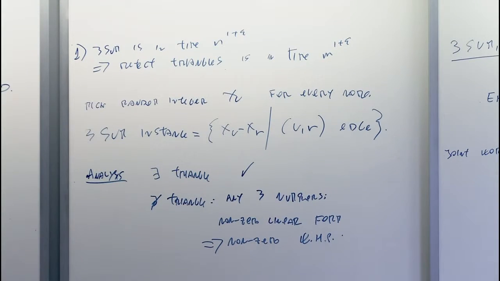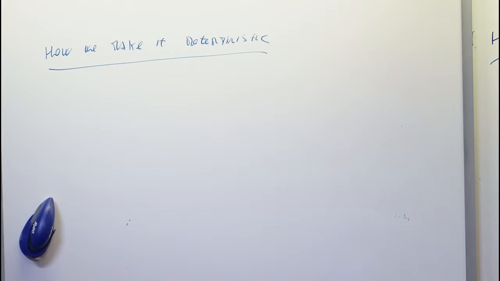So now we'll tell you how this thing can be made deterministic. So the bottom line here is to find the collection of numbers which have non-trivial solutions to a certain type of equations.